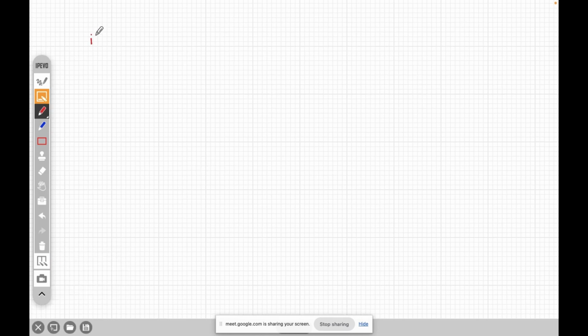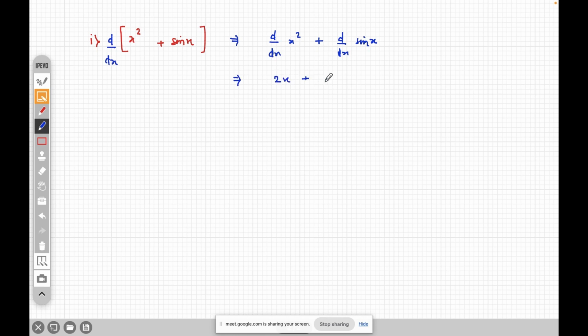So first, ready? If I am giving x square plus sine x and this has to be differentiated, what will you do? You will say, sir, we will differentiate the x square plus we will differentiate the sine x. Yes or no? So the final answer will be 2x plus cos x. Yes or no? Right?